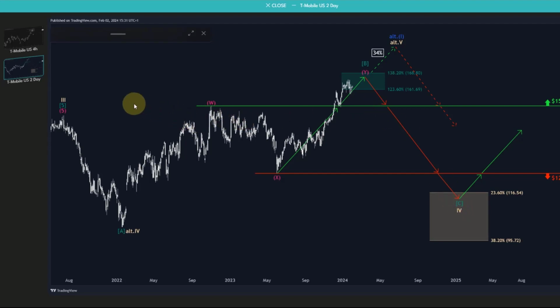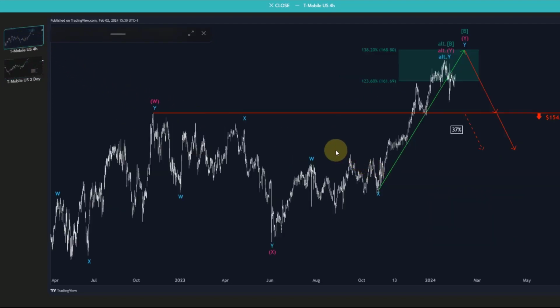Now let's take a look at the 4-hour chart, which is our short-term chart, which gives you a little bit more detail about this move. And here you see in more detail this WXY structure in magenta. On the 4-hour chart, it's revealed that our primary scenario suggests that we should stretch just a little bit higher in this green target area, where the wave B should be completed, but before breaking above $168.80.